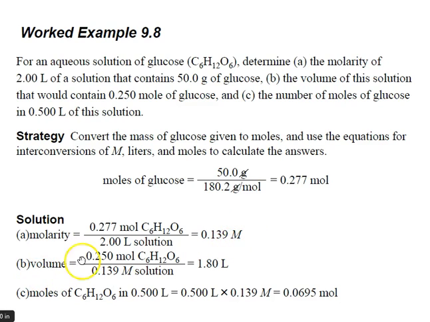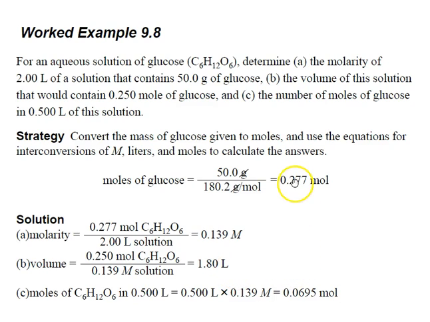For part B, we're asked to calculate the volume of this solution that would contain 0.250 moles of glucose. So we can use the calculated molarity, and instead of the 0.277, we're going to use 0.250, which is what is stated in part B. So 0.250 moles, and we're dividing by molarity, which is moles per liter. The moles will cancel, and that leaves you with liters. So you get 1.80 liters.